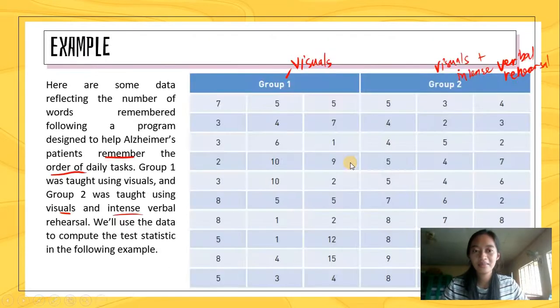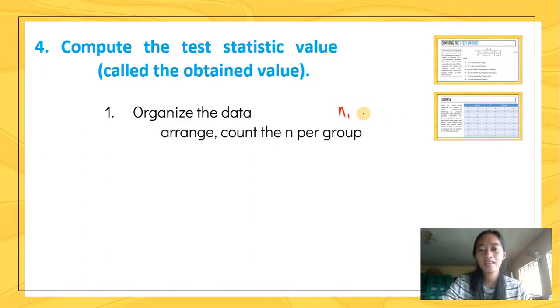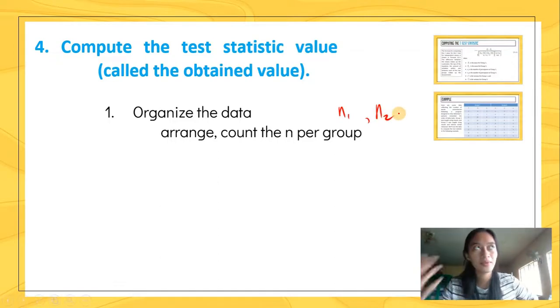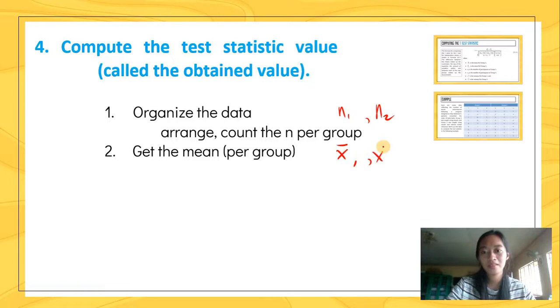And then what else? You are going to count the n per group, pila ka buok data values in group 1, n in group 1, and n in group 2. Pila ka buok elements or sample size. Next, you have to get the mean. Yes, we did that. And also, once we got the mean, pwede muna siya atong pang x bar. X bar sub 1, x bar sub 2.